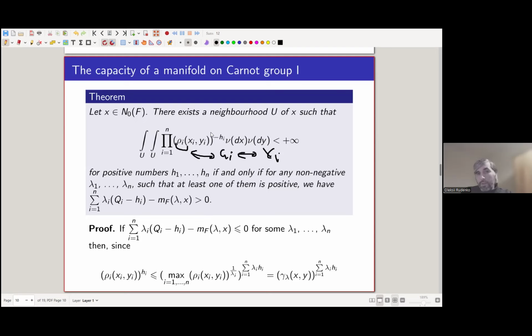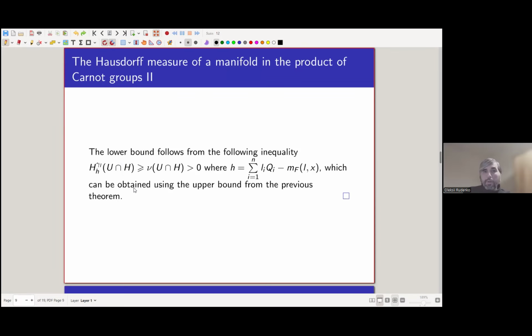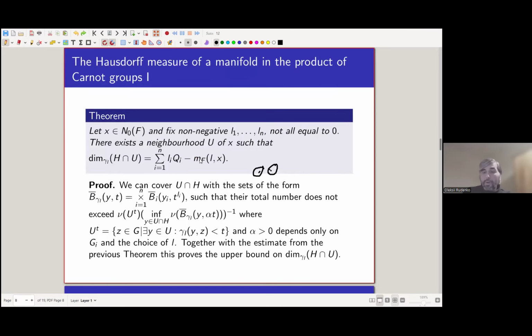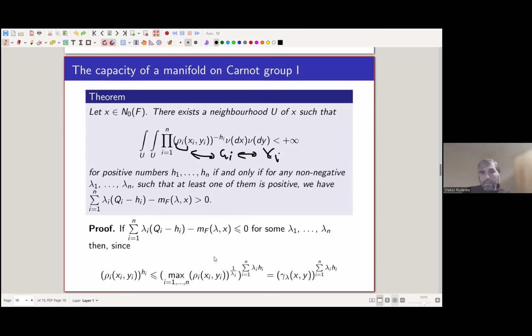And I also need a condition for this to be finite, and the condition is this. As you can see, the difference is that it has to be true for all lambda. Instead, here it was enough for one lambda, for something like this. Yeah, that is the difference from before.